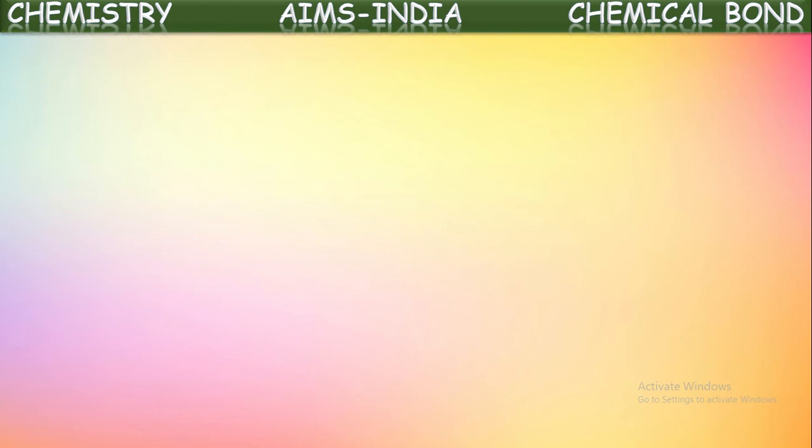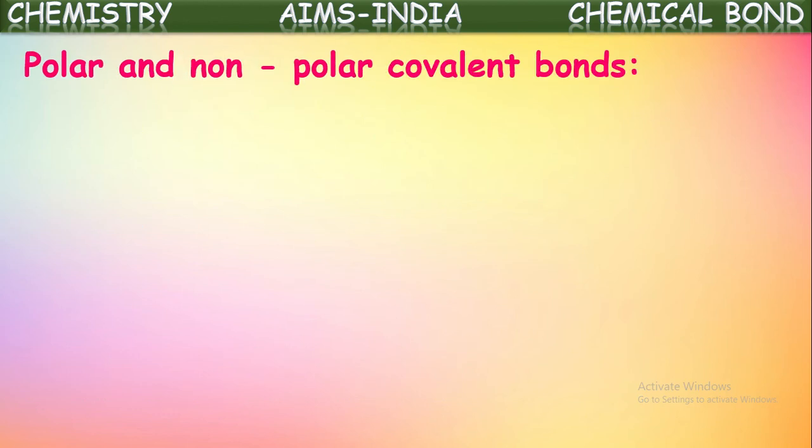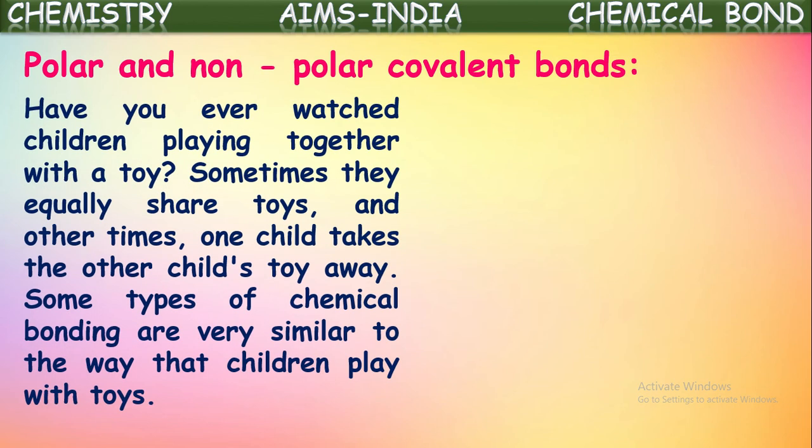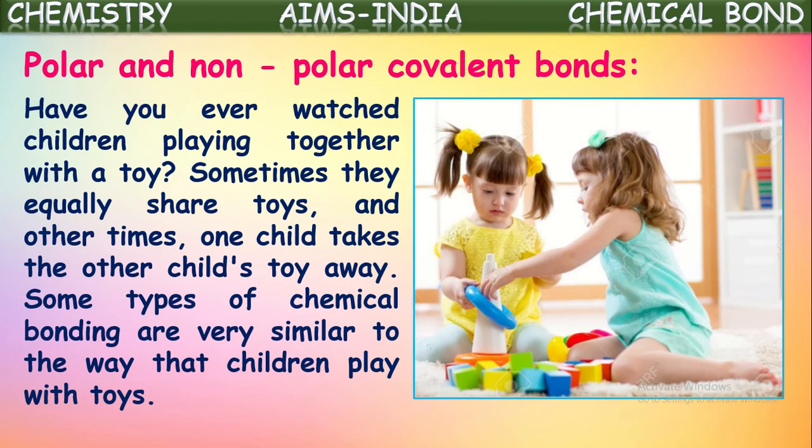Now let us see another concept: polar covalent bonds and non-polar covalent bonds. Have you ever watched children playing together with a toy? Yes, we might have observed it sometimes. Sometimes they equally share the toys, and at other times one child will take the other child's toys away. Some types of chemical bonding are also very similar to the way that children play with toys. Let us see what those are.